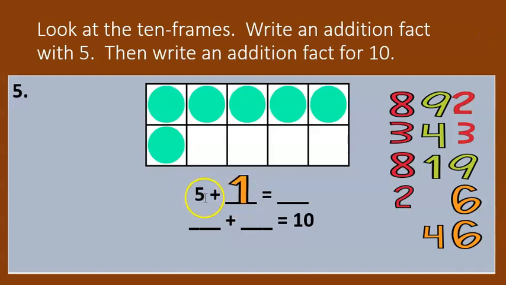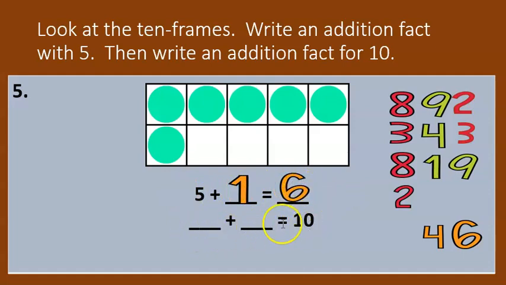Okay, so we have 5 plus 1 equals, now we need an answer here. To get this answer, we got to count up all the green circles. Let's count. 1, 2, 3, 4, 5, 6. So 6 is our answer for the first addition equation. We have 5 plus 1 equals 6. Now we're finished with the first addition equation.